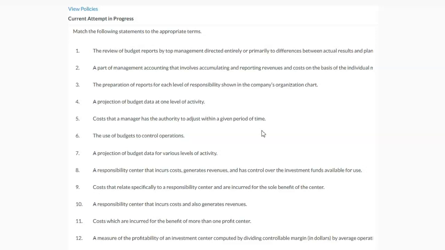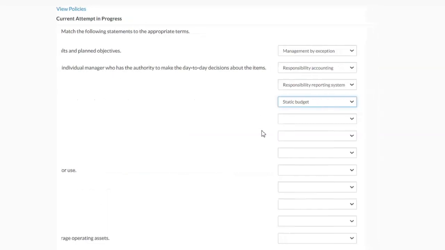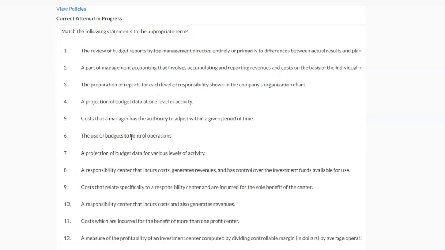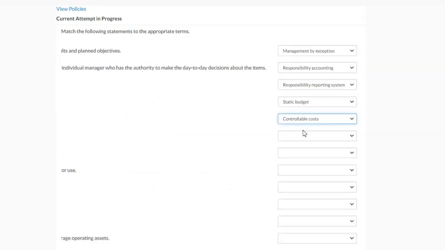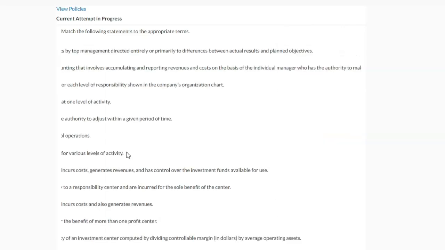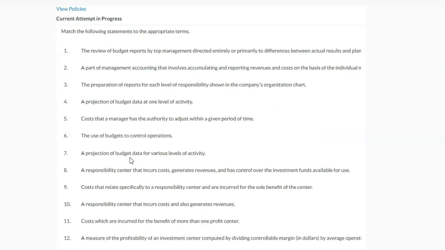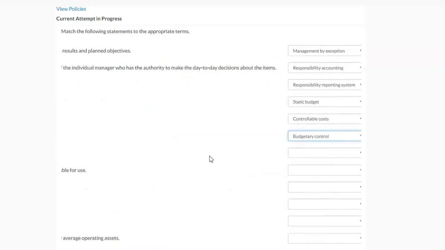Cost that a manager has authority to adjust within a given period of time. Controllable costs. Right. The use of budgets to control operation. Budgetary control. That's right. Good. A projection of budget data for various level of activity. Flexible budget. Yeah.